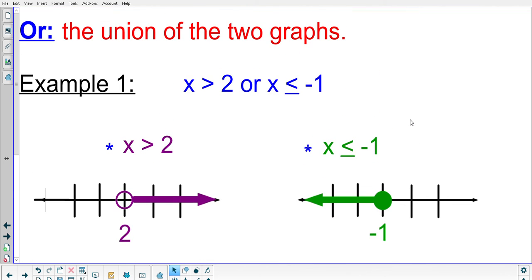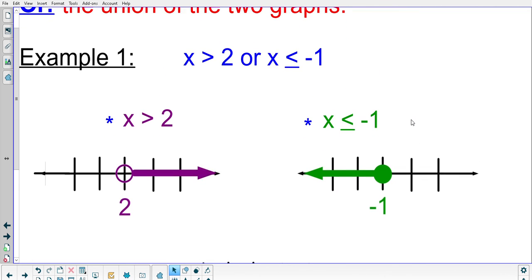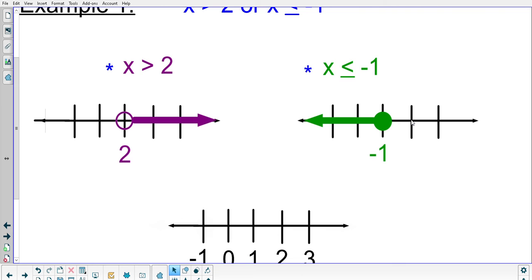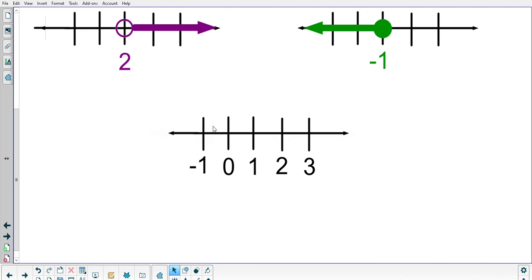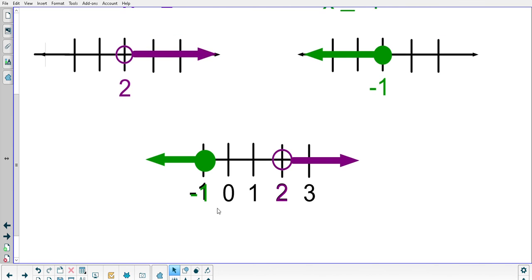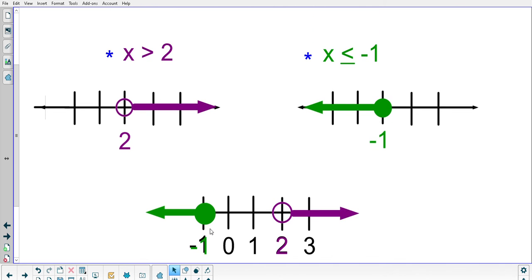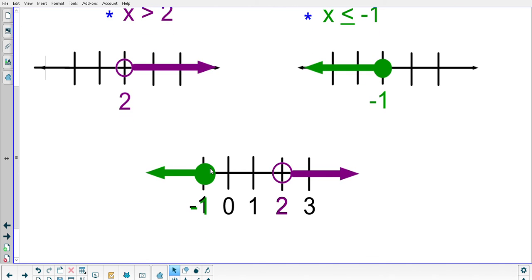Now remember, this is the union of those two graphs, so either condition makes this true. When I put this on the number line, it's going to look like so. If we plugged in a number that was negative 1 or less, it would be true. Because it's "or," I win either way. It's kind of like a competition. On this one, I'm going to win with either one I pick.